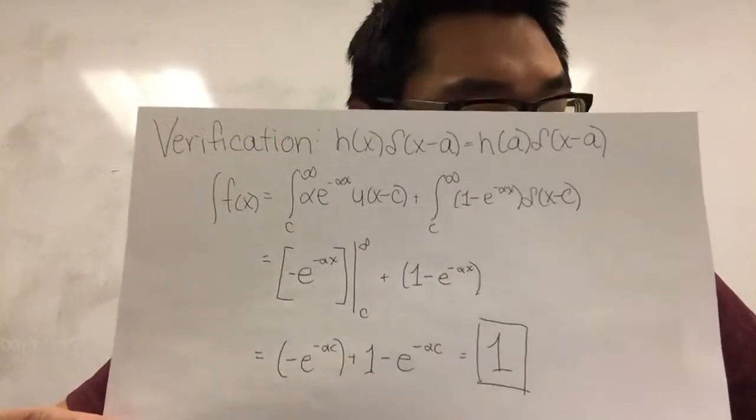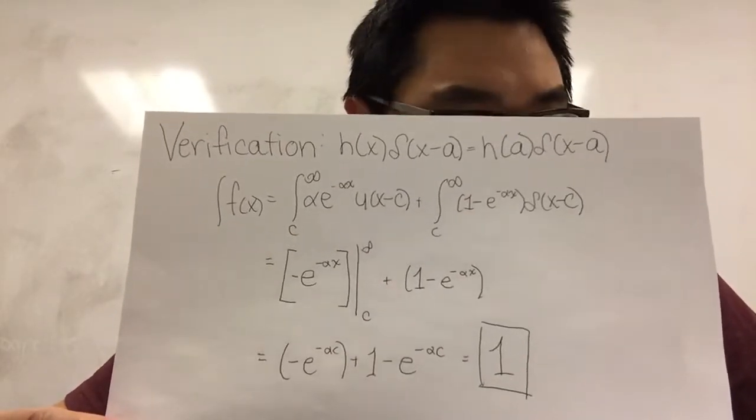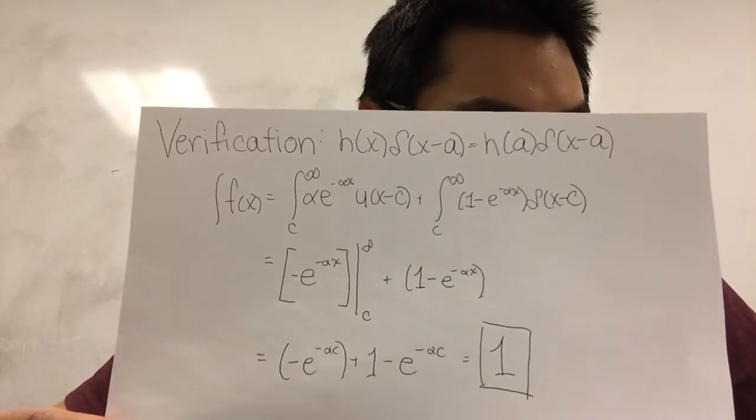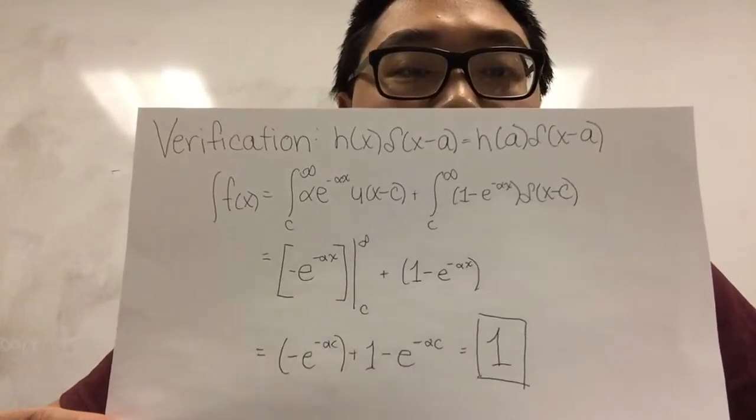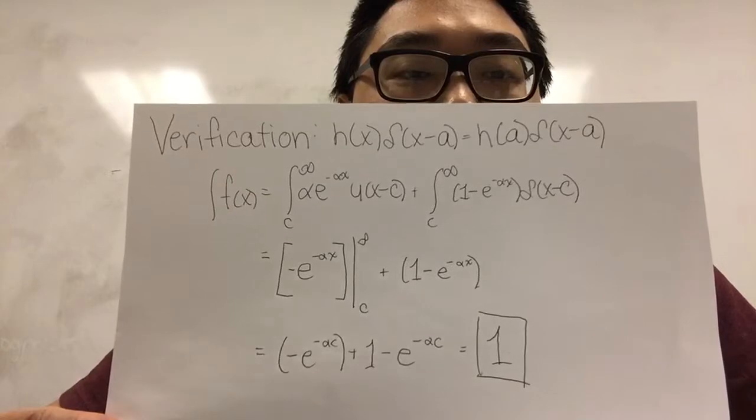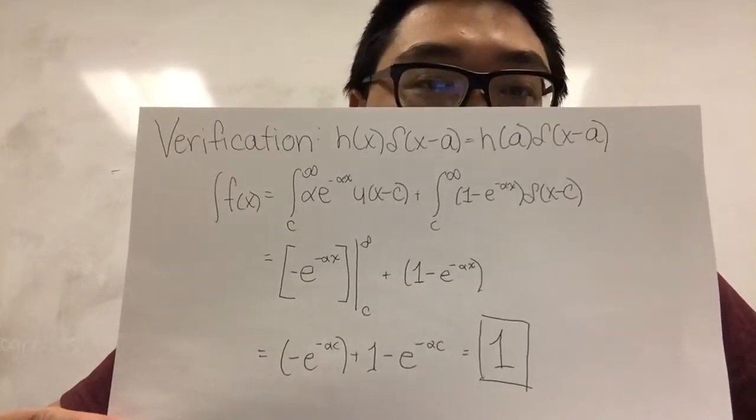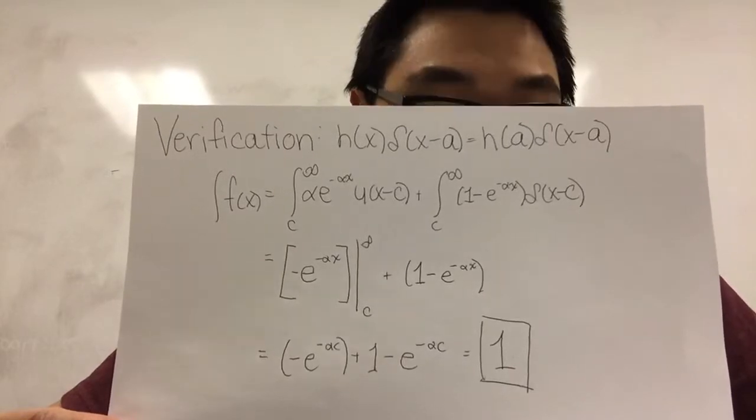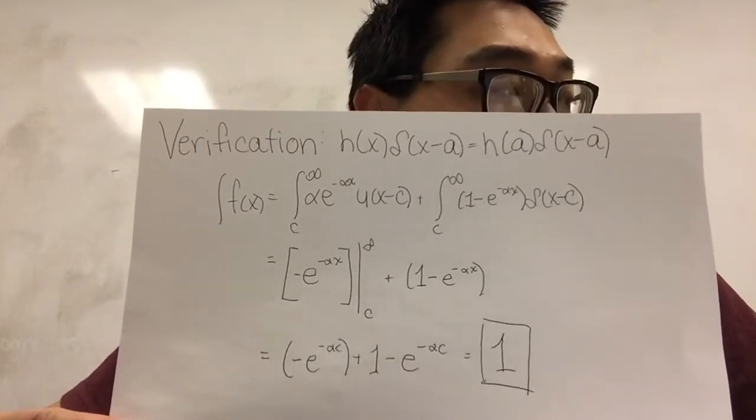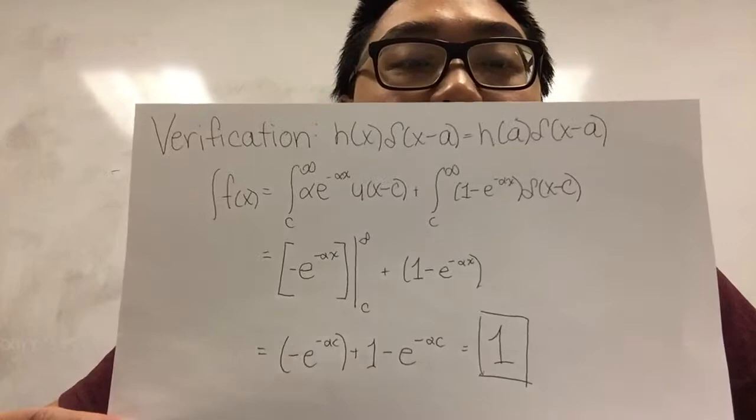And we basically take the integral of little f of x, both parts, from c to infinity. And I worked out everything for you to see here. And as long as the integral of f of x, with the integral of the impulse function equal to 1, then it is a valid probability density function.